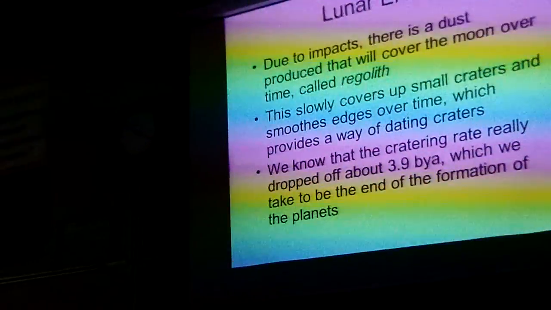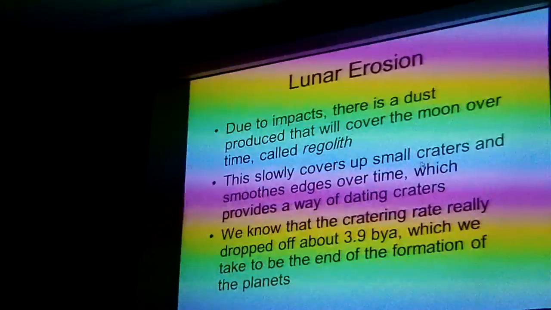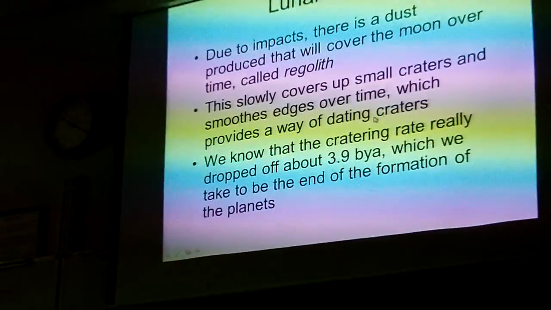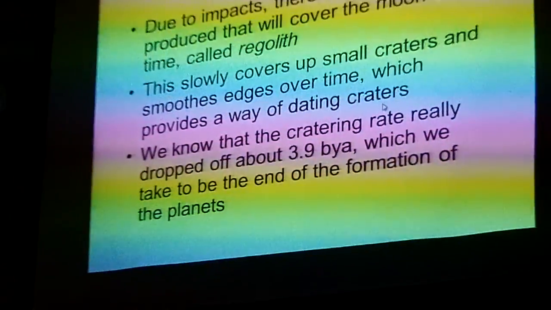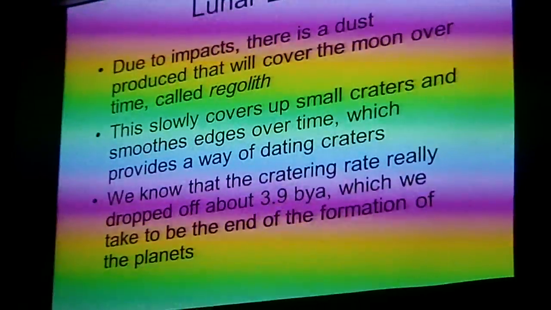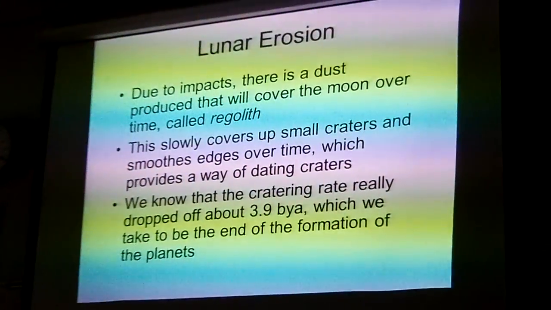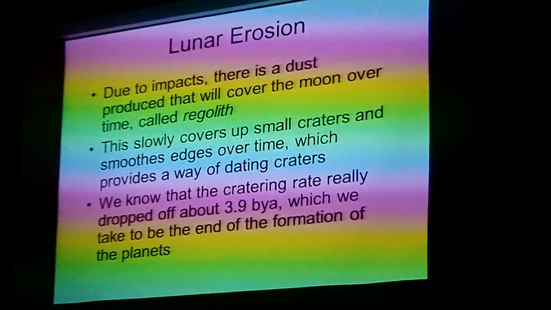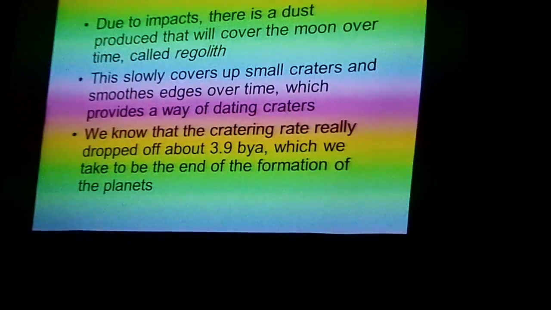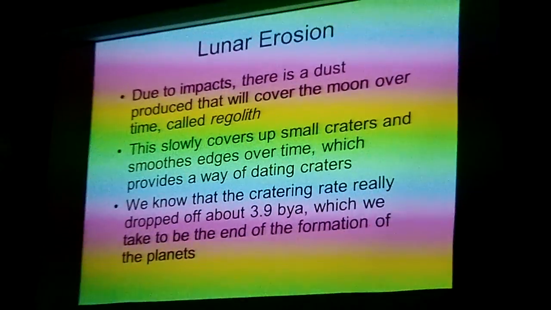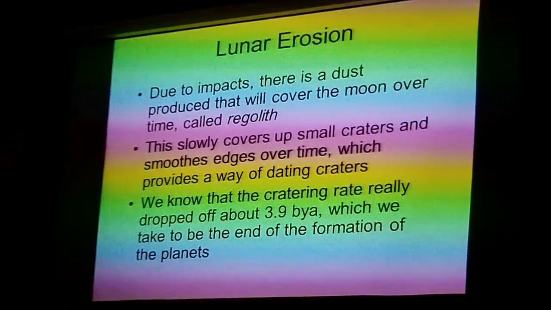So the regolith will slowly cover up small craters and smooth the edges over time, which provides a way of dating craters. If the edge of a crater is real smooth, because it's got a bunch of regolith on it, that means it's an older crater. If the edge of a crater is real sharp, not much regolith has been deposited over it, it's a young crater. And so there's a science to dating craters that way.